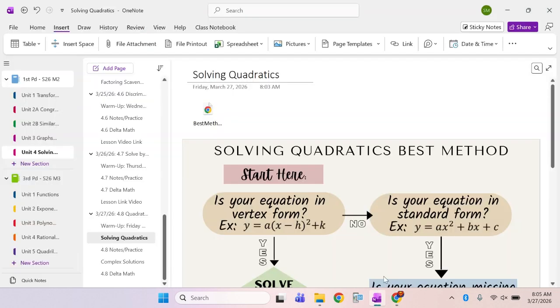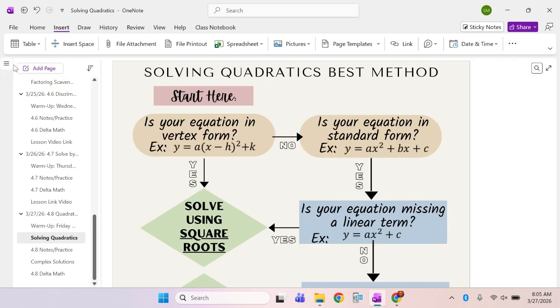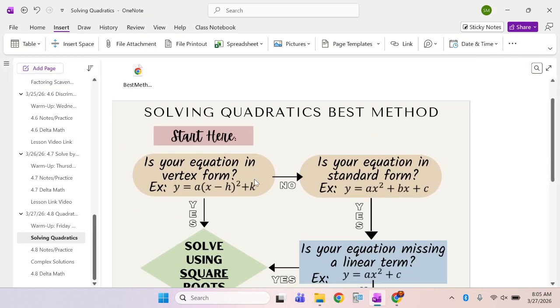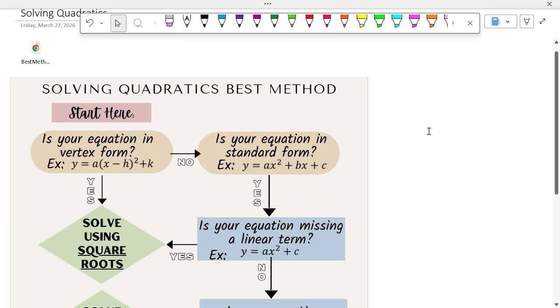So in your journal, I also gave you this sheet in your graphic. It should be in your glossary. So this is a good way to figure out what methods you should use to solve a quadratic in general. So out of all of the methods that we learned over the course of this unit, this is kind of how you can figure out, okay, what's the best way to solve this.